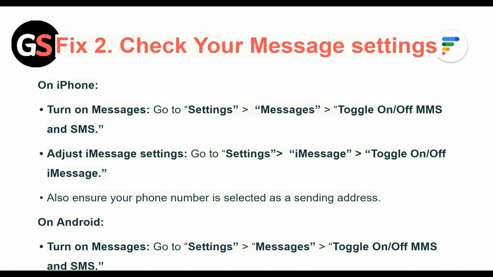Fix 2. Check your message settings. On iPhone, turn on your messages, go to settings, then messages, then toggle MMS and SMS off and on. Adjust iMessage settings. Go to settings, iMessage, and toggle iMessage off and on. Also ensure your phone number is selected as the sending address. On Android, turn on messages, go to settings, then messages, then toggle MMS and SMS off and on.